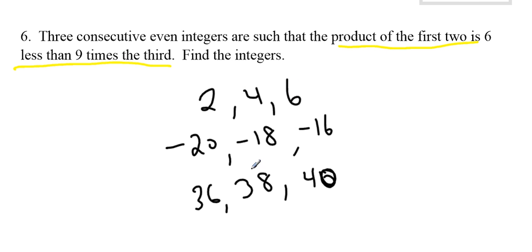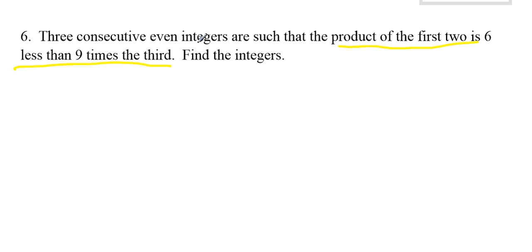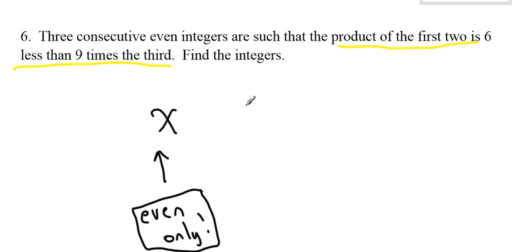So this is what three consecutive even integers looks like in general. Nope. Specifically, here's three examples. What does it look like in general? So if I start here, and we'll say make this even. So we're going to say that can be even only. No odds allowed.